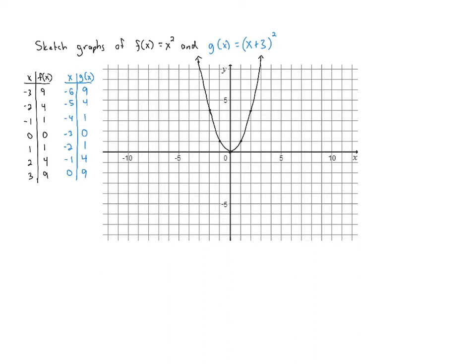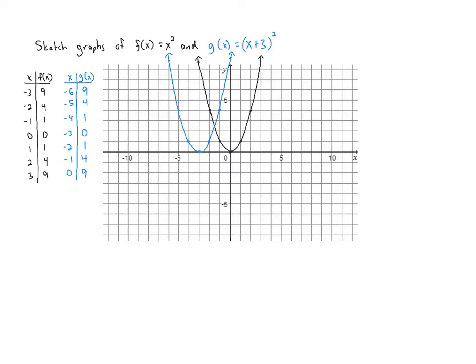We've got -6, 9, which is going to go up there. -5, 4, which will go right there. -4, 1. -3, 0. -2, 1. -1, 4. And 0, 9. And we can connect the dots to draw a parabola. Still going to be a parabola when we multiply out x plus 3 times x plus 3. We still get a second degree polynomial equation.